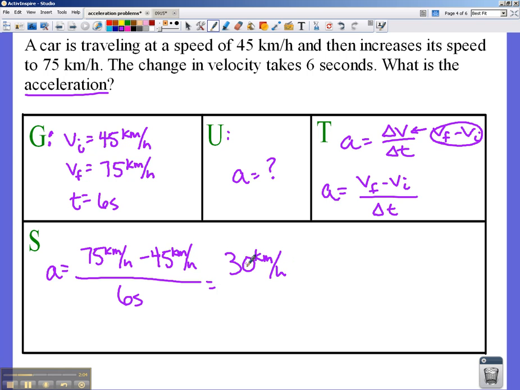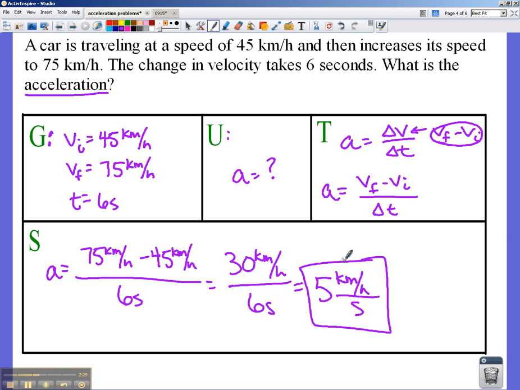75 minus 45 is 30 kilometers per hour, and then again divided by 6 seconds. And from here, the reason I carried my units becomes really clear. It gives me the units to the problem. 6 goes into 30 5 times, so that's the number of my answer. And then my units are kilometers per hour every second, meaning the car increased its velocity 5 kilometers per hour every second. And that is your final answer.